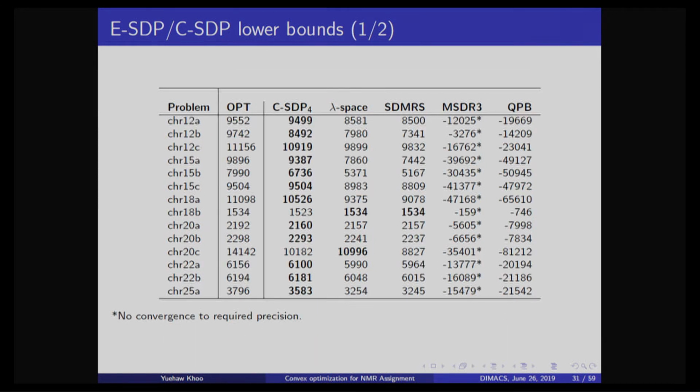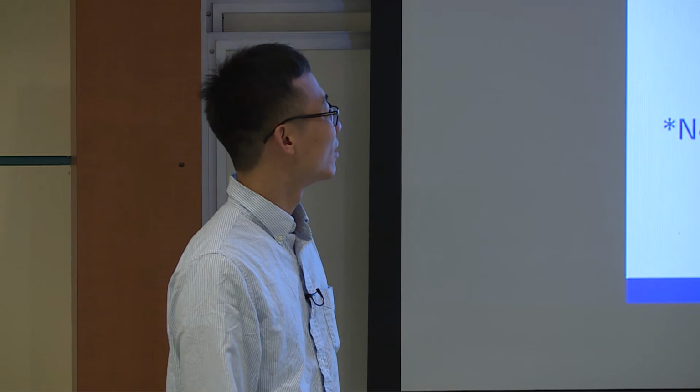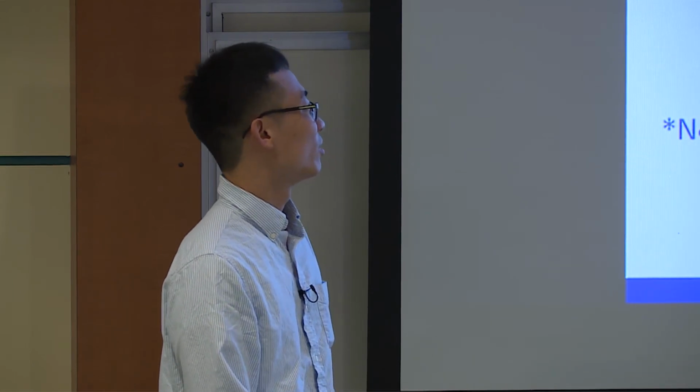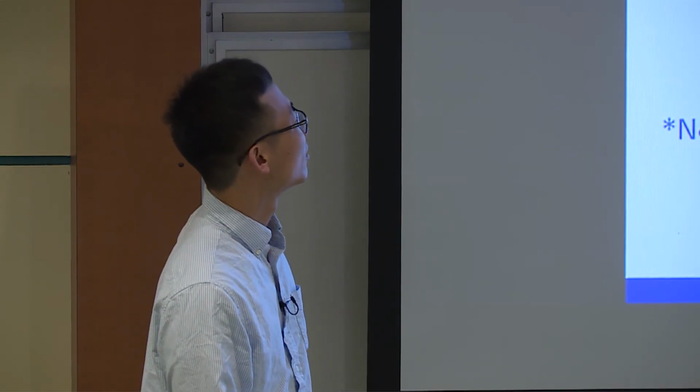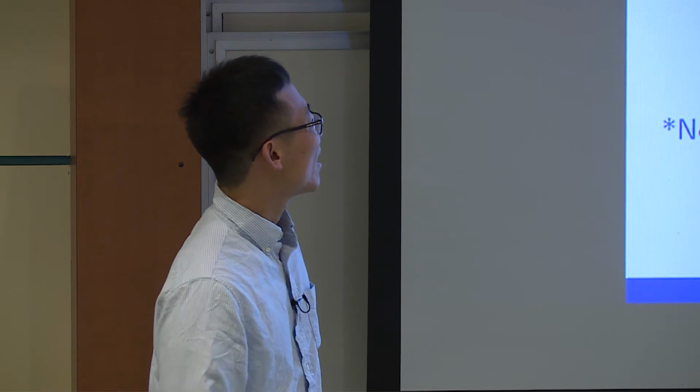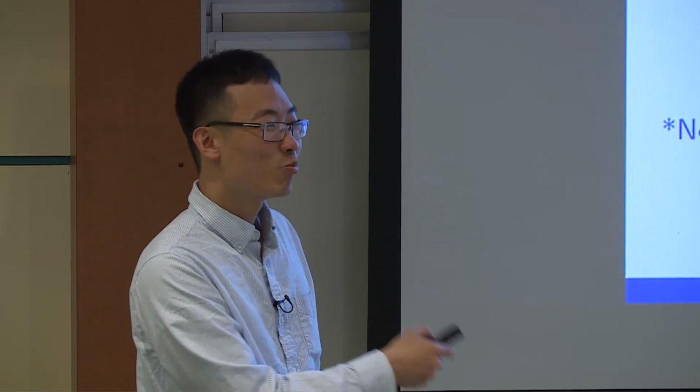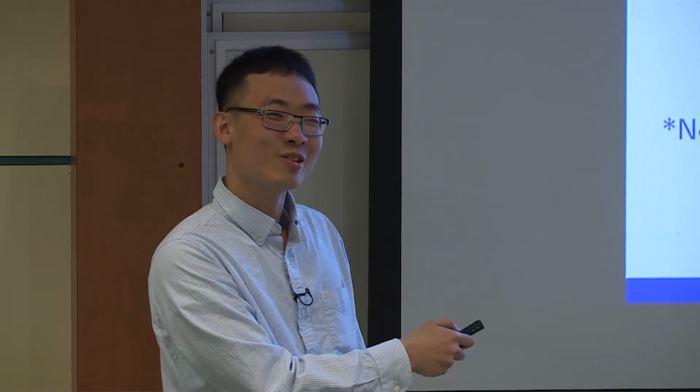Excuse me, what's the story with the negative columns? This is the cost that's coming out from the relaxation. Why is there a star, no convergence to required precision? Whereas QPB does converge to the required precision? I forgot what precision my co-author sets it to. It's something like 10 to the minus 4, 10 to the minus 5.